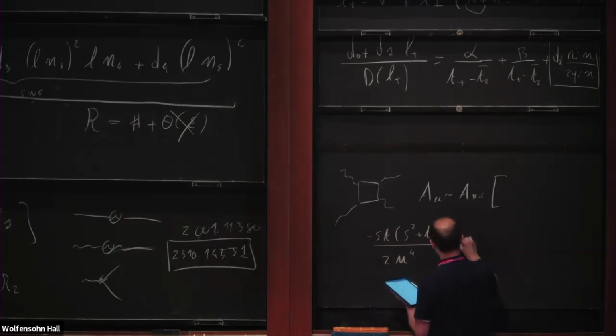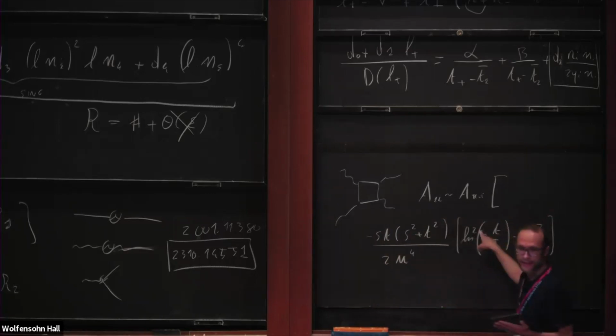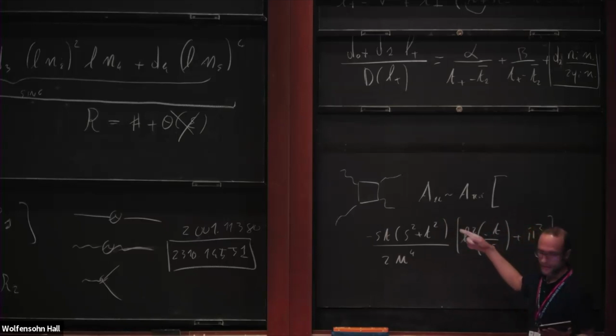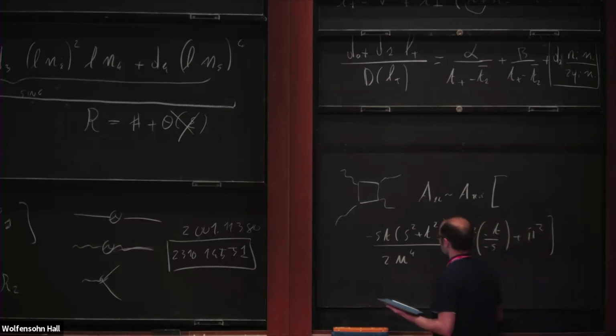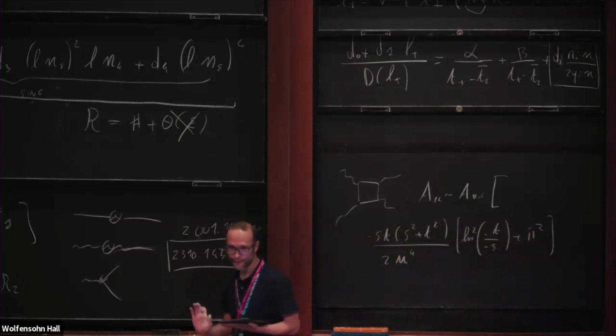Log squared of minus t over minus s. With the minus s, I mean the usual thing, that these things must be analytically continued by giving a positive imaginary part to the invariants, the usual thing. So this is part of the result.